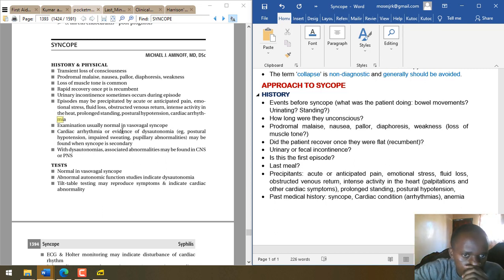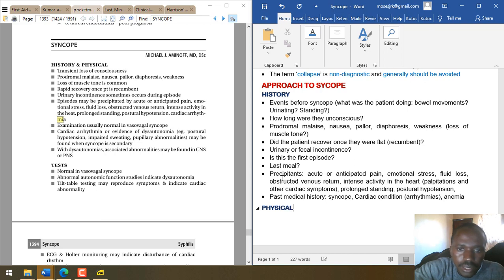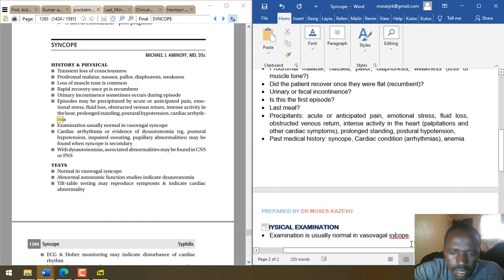Cardiac arrhythmias, evidence of dysautonomia, so postural hypotension. So this is on physical examination. So there should be a slot for physical examination here. So physical examination. The first point is examination is usually normal, usually normal in vasovagal syncope. We'll talk about that. I think I saw that in the other book. So examination is usually normal. So full cardiovascular examination.